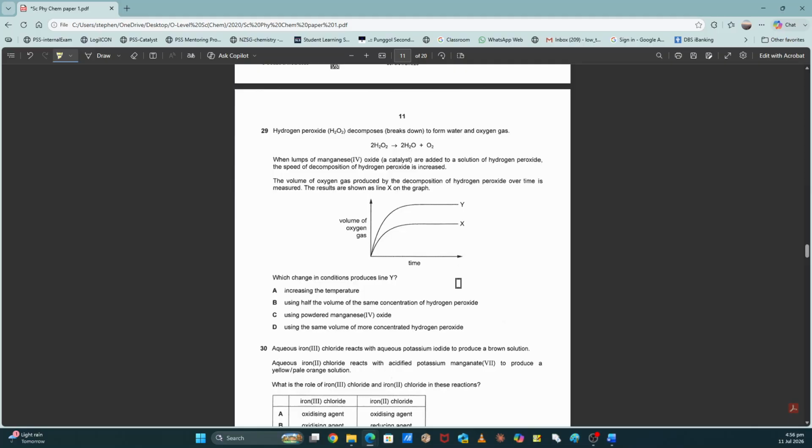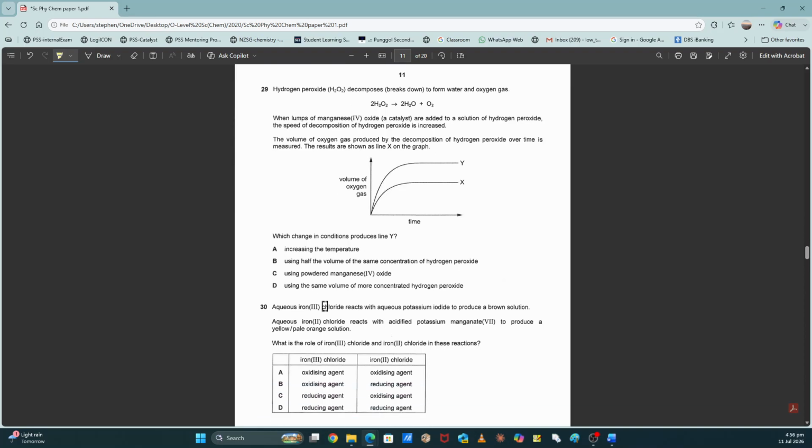Okay, now let's look at the possible answers. Which change produces Y? Obviously Y is a bit faster, but it also produces double the amount. Now please take note: whether you increase the temperature, increase the concentration, or put in a catalyst, right? It will not increase the amount of product formed. I repeat, increase in speed doesn't mean more product is formed. So increasing the temperature means a faster reaction, but it will not cause an increase in the production of Y.